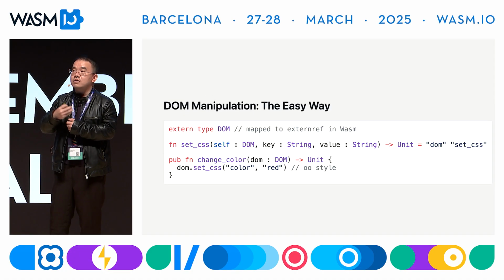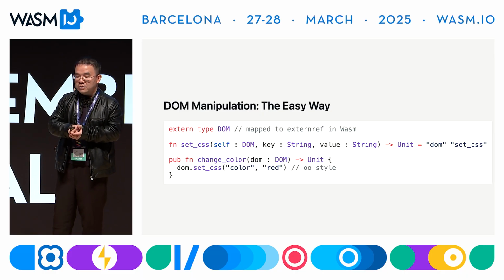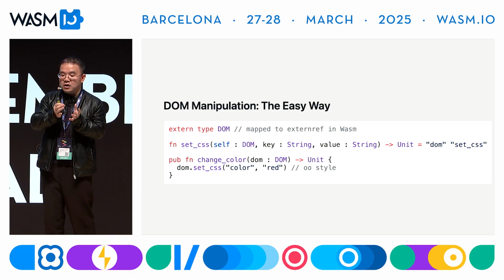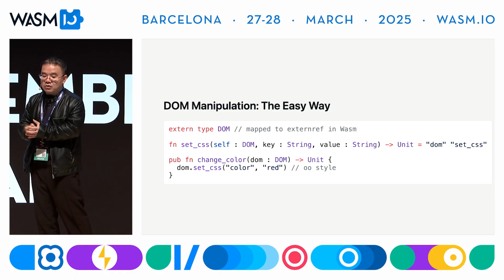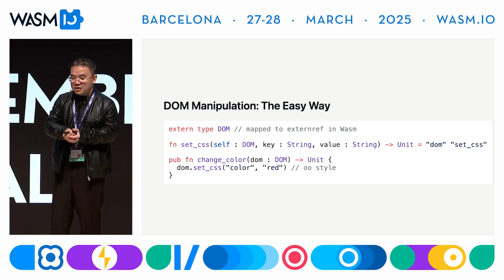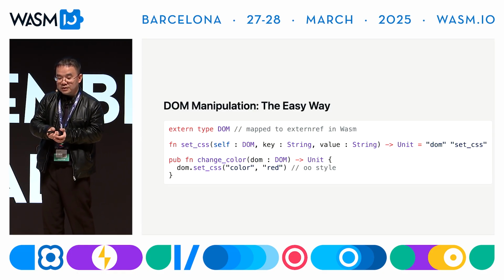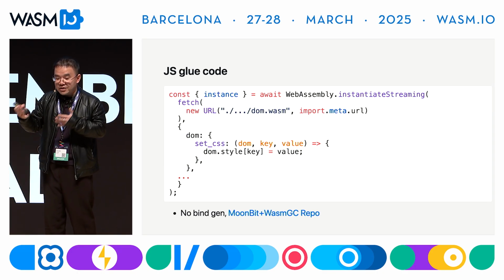And of course, we want to do some DOM manipulation. It's very easy to do in MoonBit as well. We have a keyword called extern. An extern type will be compiled to externref in WebAssembly. Then you define your extern function called set CSS. Then you use it in your MoonBit code. Very easy, no scaffolding, and no byte generation.